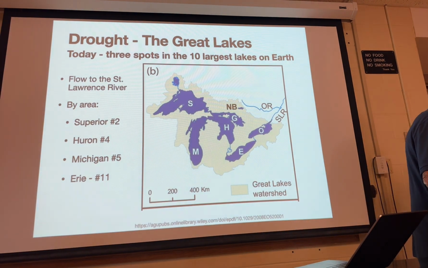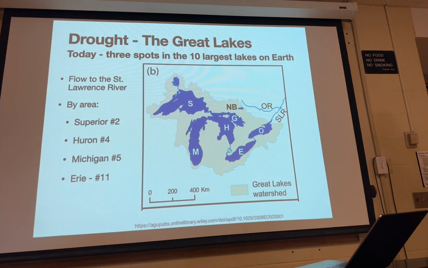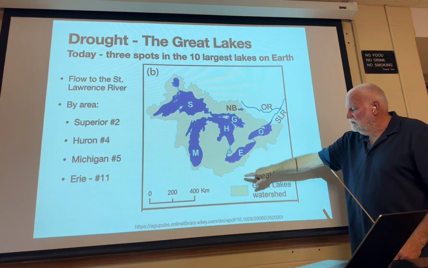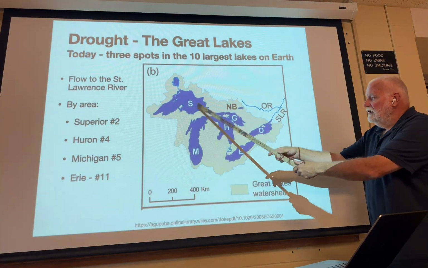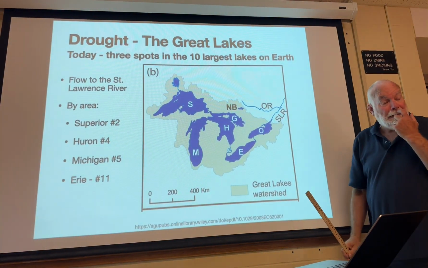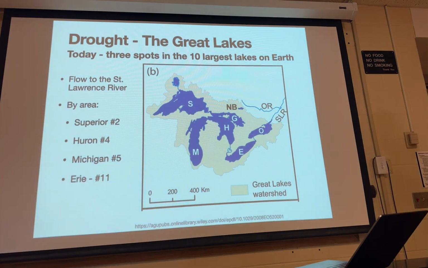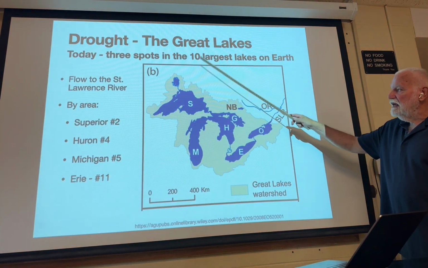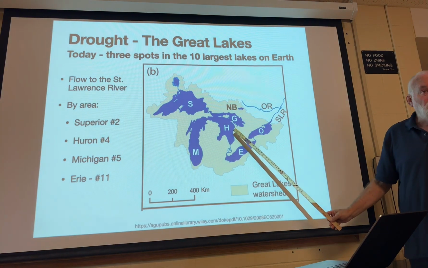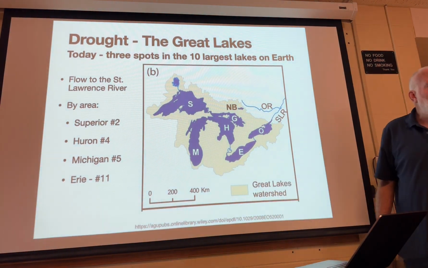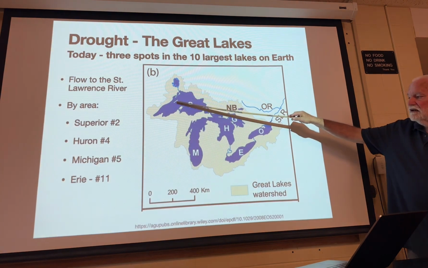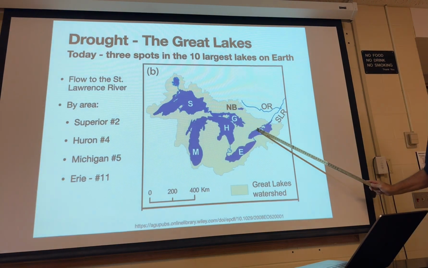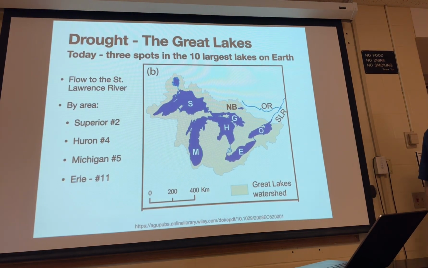The Great Lakes today, like I said, are one of the largest freshwater ecosystems on the planet. They're here, Toledo's here, Cleveland's here, we're here. These lakes drain out the St. Lawrence River into the Gulf of St. Lawrence and ultimately the North Atlantic. Something like 3 of the 10 largest lakes in the world are in this system. And then Lake Erie's number 11. Superior's the 2nd largest lake, Huron's the 4th largest, Michigan's the 5th largest. I don't know why Ontario isn't higher. But at any rate, it's a lot of water.